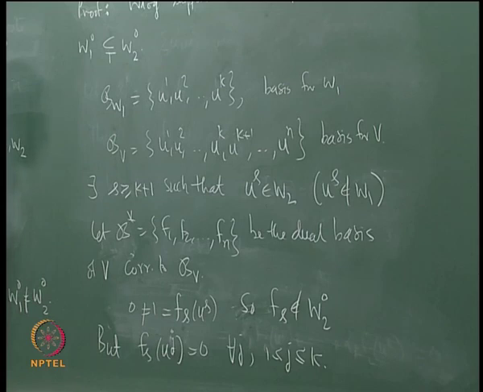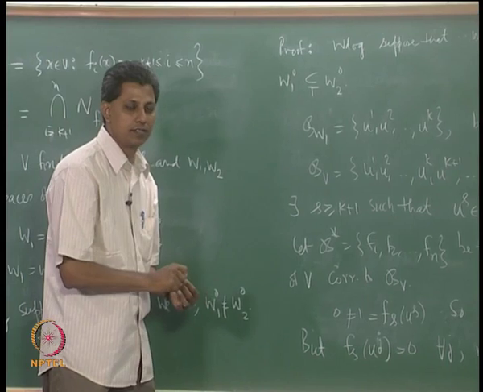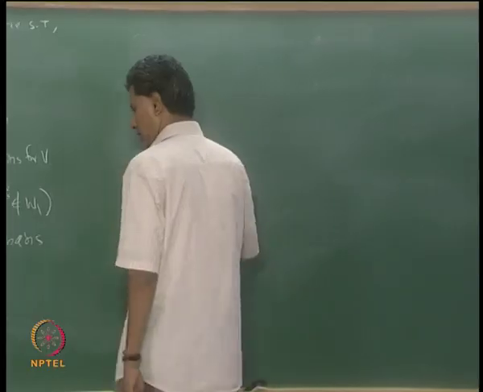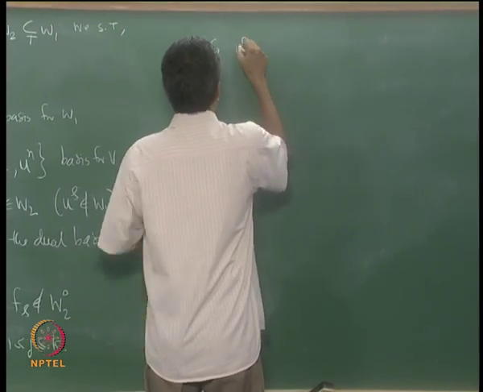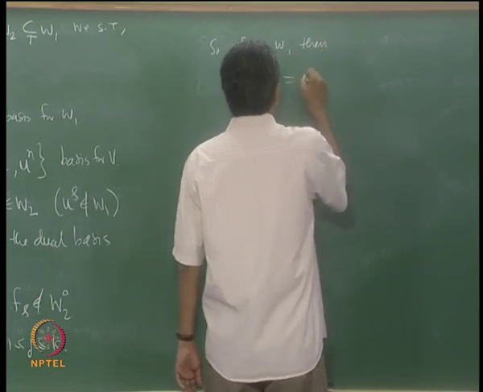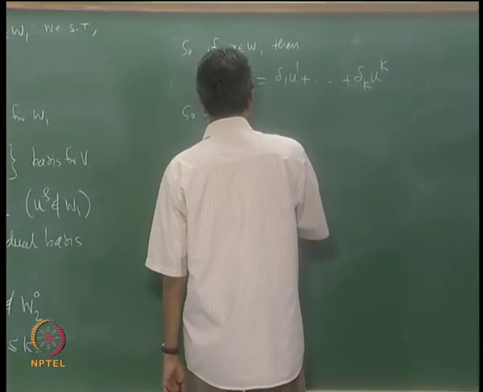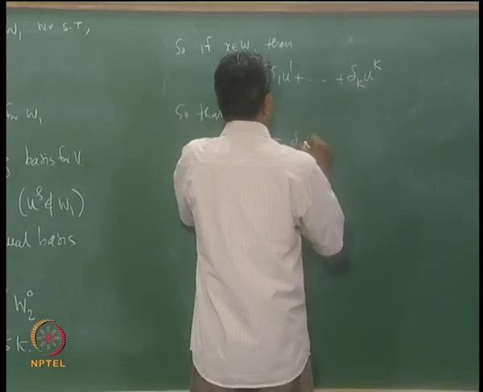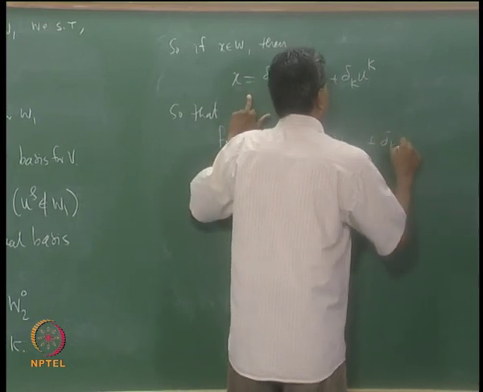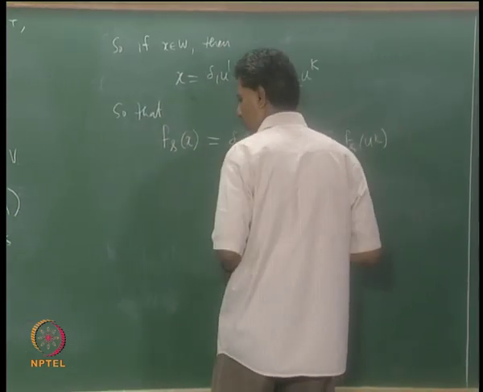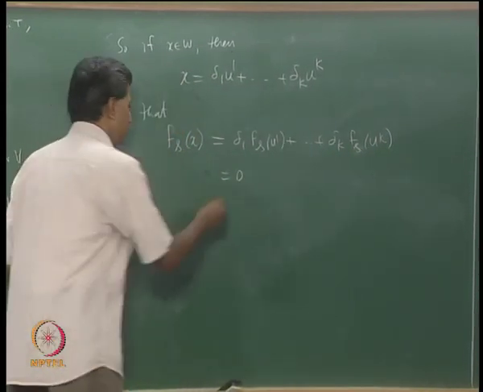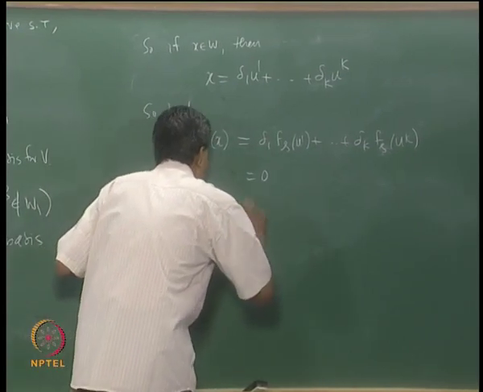So this is 0. In other words, Fs of u1, Fs of u2, etc., they are all 0, which means Fs belongs to W1 0, because anything in W1 0 is a linear combination of these. And so if you apply the linear functional Fs to that vector, that will take the value 0. Should I elaborate? Okay, let me do that quickly. So if x belongs to W1, then X is some linear combination of these UKs, so that Fs of X is delta 1 Fs of U1, etc., delta K Fs of UK. Each term is 0. So this is 0. That is, Fs belongs to W1 0.